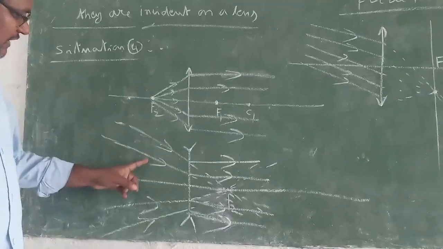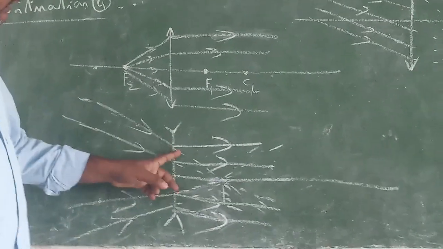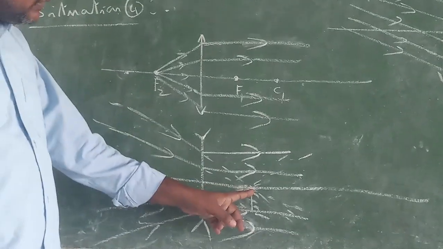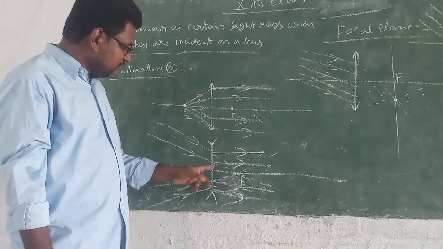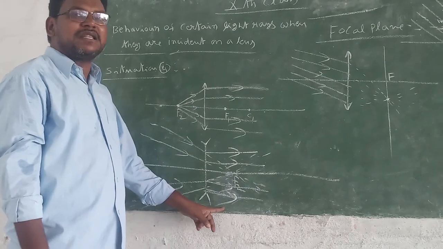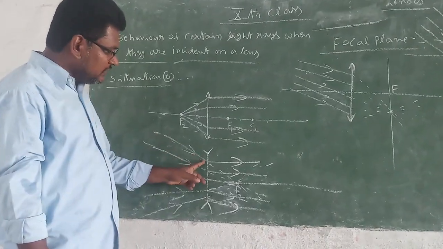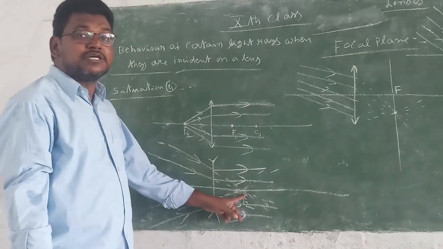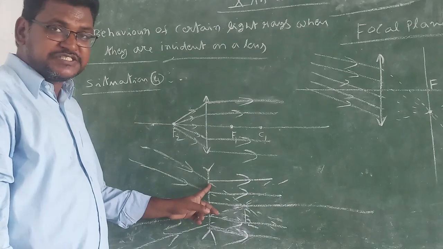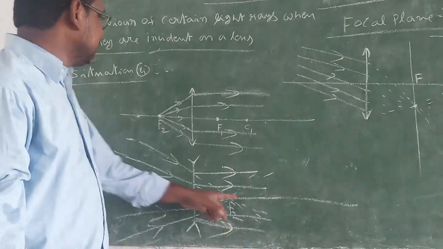See here, these are the incident light rays. When we extend these incident light rays, they can intersect at the focus. After the refraction, the refracted light rays are parallel to each other. That means if any incident light ray on a concave lens is passing through the focus, after the refraction, the refracted light ray is parallel to the principal axis.